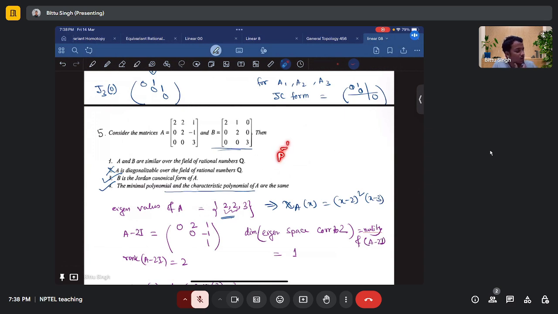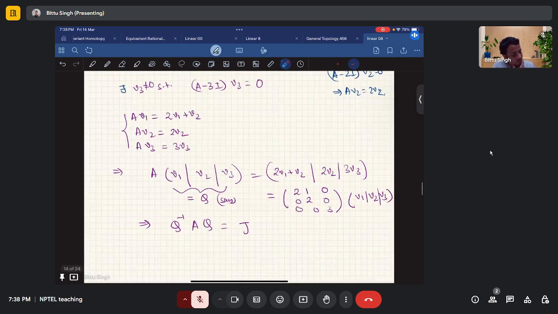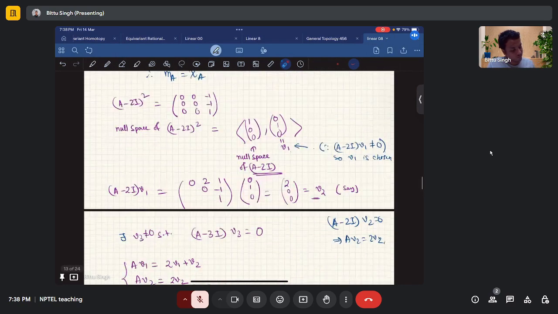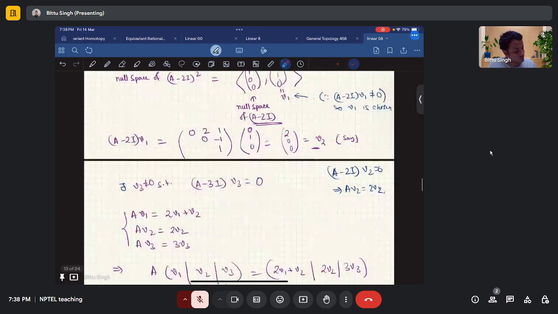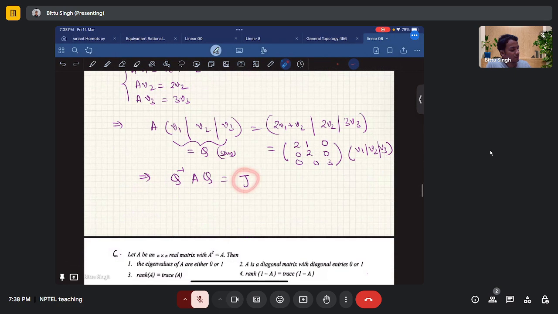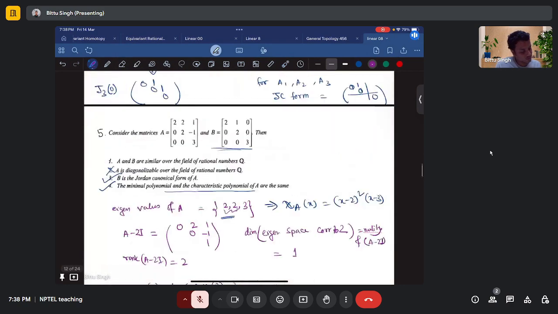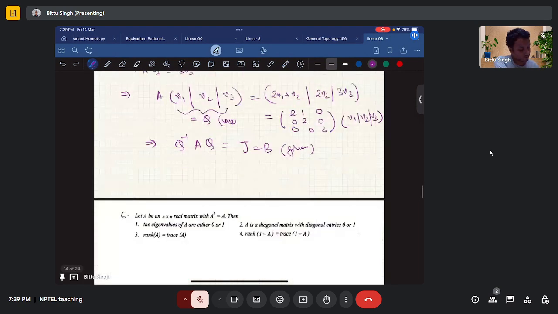There exists P inverse AP equals B, which is the same as this P, or Q inverse. So though I have written Q inverse, you can also write P inverse. There is no issue. So this J is actually the given B. This J is the given B. This is the same as B given. So this is true. Okay, so question number 5 is done.